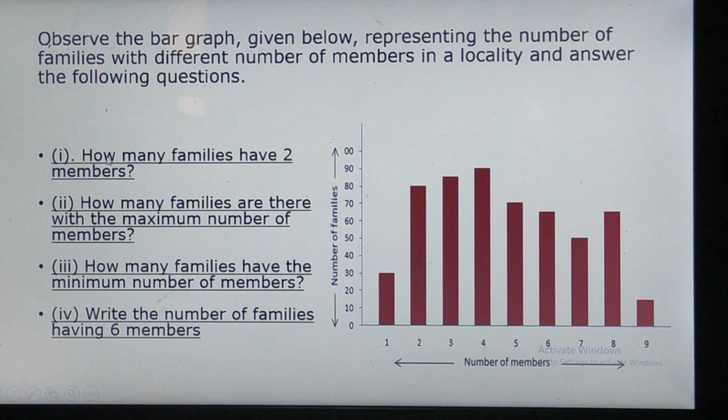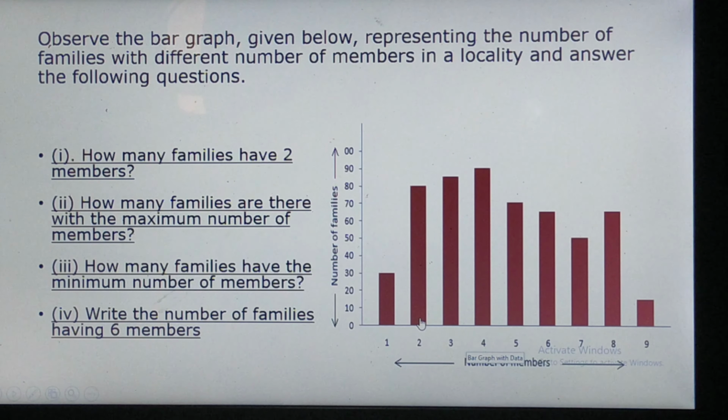And what is the first question? How many families have 2 members? So we know we have the x-axis and the y-axis. The x-axis is showing the number of members and the y-axis is showing the number of families. We have to know how many families have 2 members. So check the number of members here. This is the first bar, which is showing 1 member, and the second bar is 2 members. This bar is showing the number of members as 2. So you have got the number of members as 2.